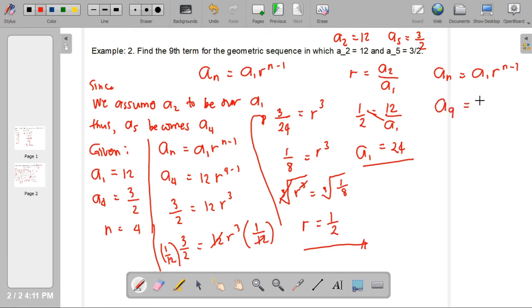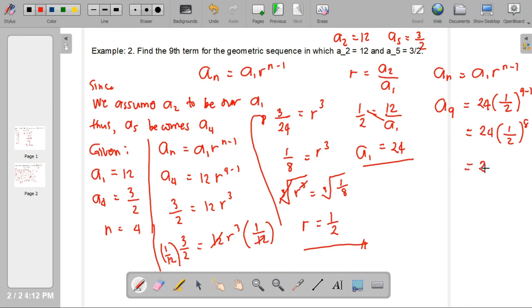What is our a sub 1? Our a sub 1 is 24 times our common ratio, which is 1/2, to the exponent of n, which is 9 minus 1. So from here we copy 24, and then here is 1/2. We do not multiply yet; we still subtract in the exponent first. So that's 1/2. 9 minus 1 is equal to 8.